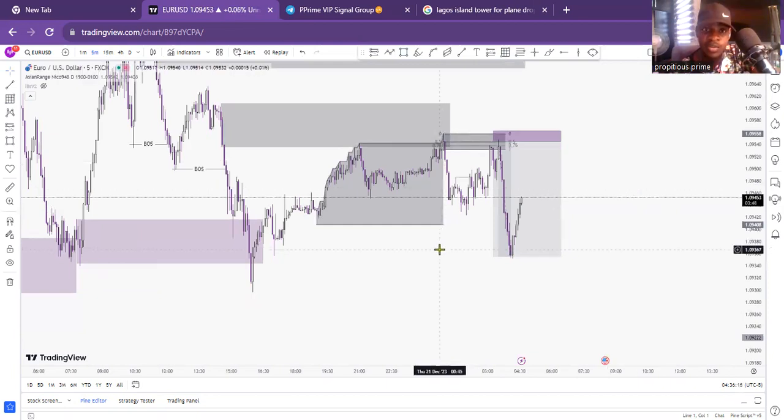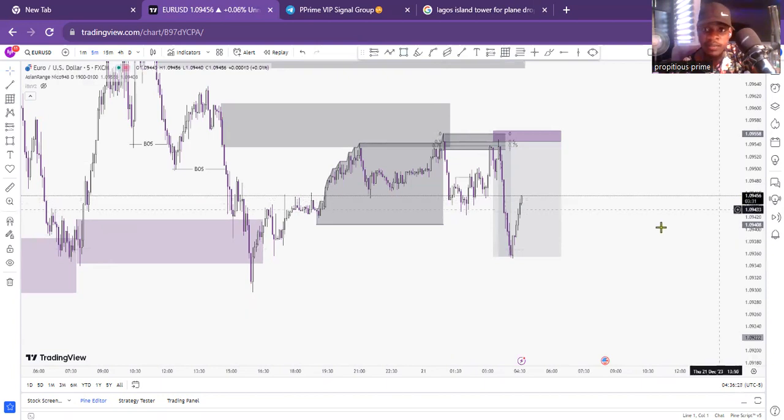So basically, it's my flip strategy, with the demand and supply level, strong level, and not trading the Asian session that is actually what got me or what made me attain that profit.